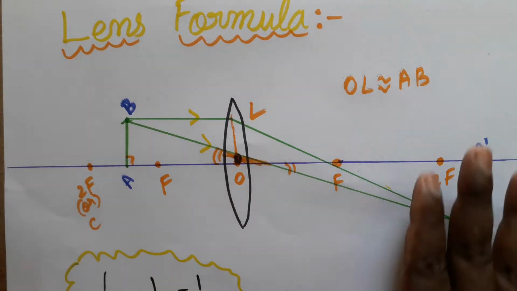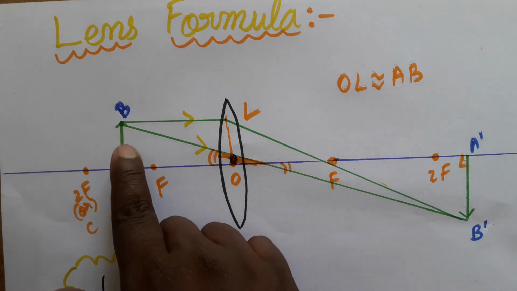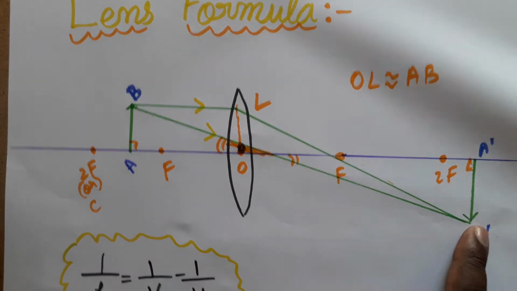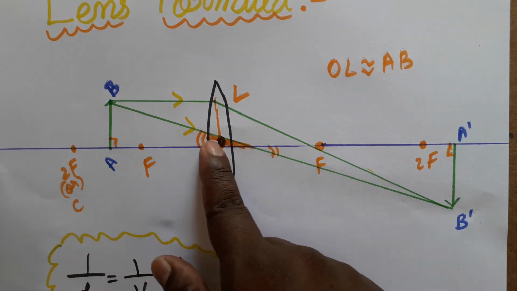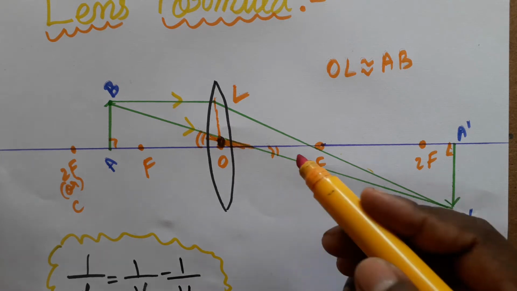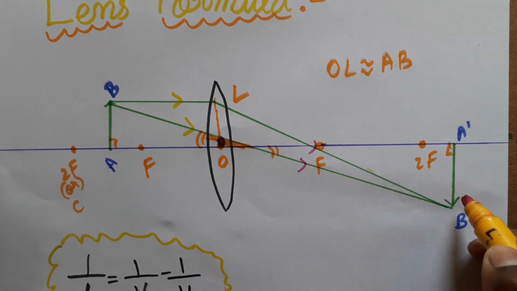Okay, we have here a lens, a convex lens. AB is the object. The ray which is parallel to the principal axis is refracted through the focal point. The ray which passes through the optical center goes straight, undeviated. Both will converge here. The image is formed at A'B'.